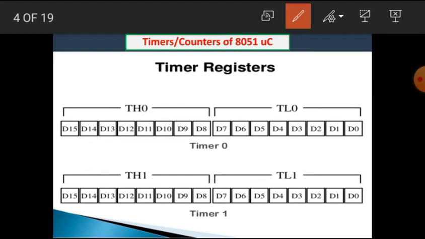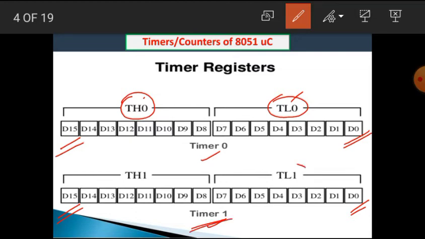Here the timers of the 8051 microcontroller are shown, in which we know that timer 0 and timer 1 are both 16-bit. That means both go from D0 to D15. Timer 0 is divided into two parts. The low byte is known as TL0, that means timer 0 low byte, and the high byte is named TH0, that means timer 0 high byte. Similarly, timer 1 is divided into two parts, TL1 and TH1.